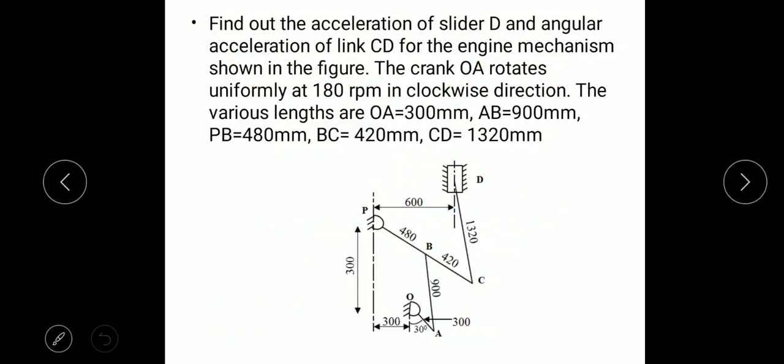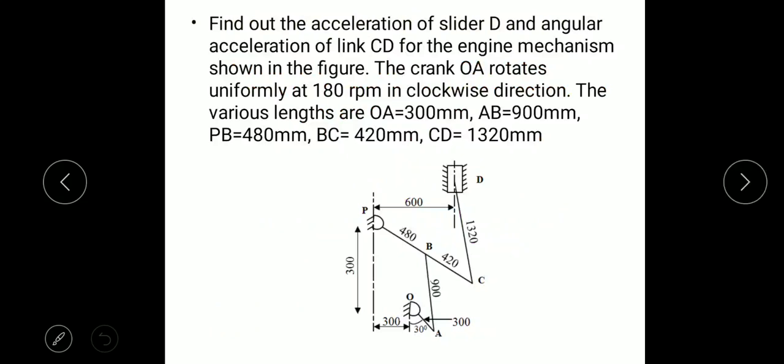Find out the acceleration of the slider D and angular acceleration of link CD for the engine mechanism shown in the figure. The crank OA rotates at 180 rpm clockwise. The various lengths are OA equal to 300, AB equal to 900, PB equal to 480, BC equal to 420 and CD equal to 1320. All dimensions are in mm.